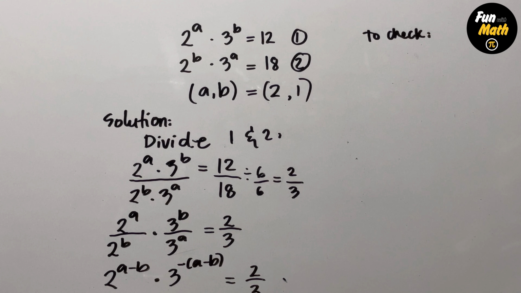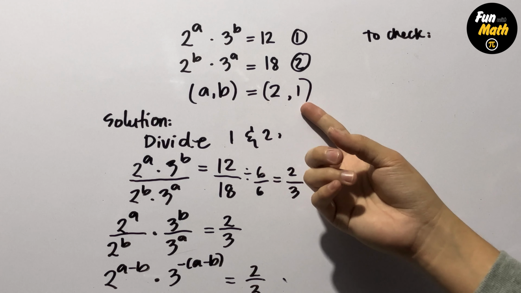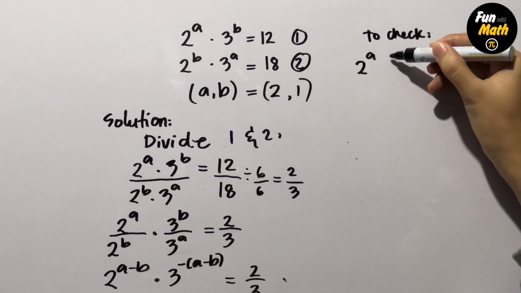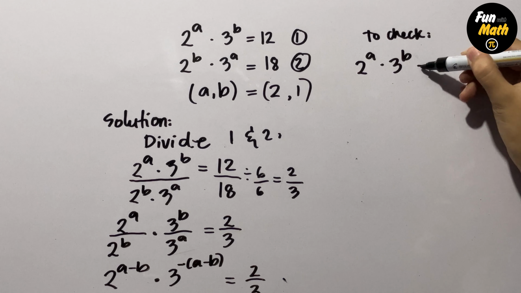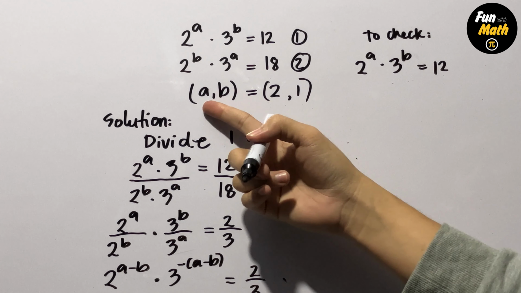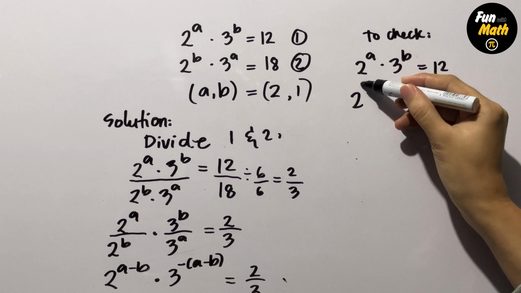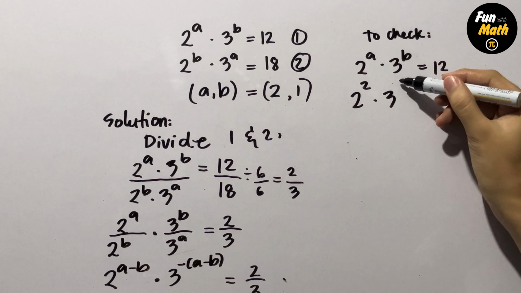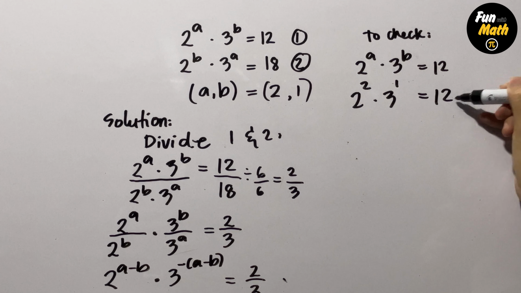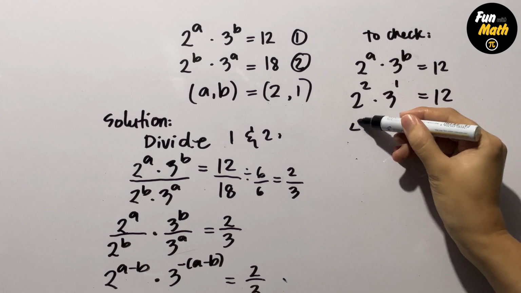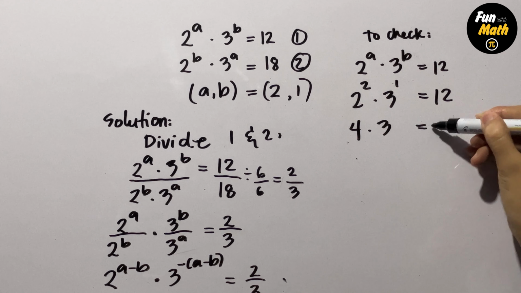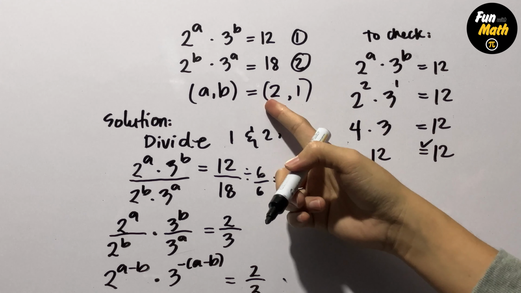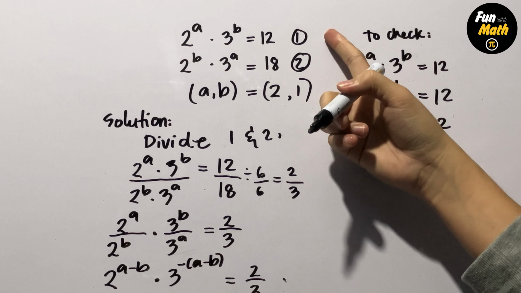Now we can check if our answers are correct. So using the first equation, 2 to the power of a times 3 to the power of b equals 12. So a is 2, so 2 squared times 3. b is 1, so 3 to the power of 1. 2 squared, that is 4, times 3. 12 equals 12. So this is correct for the equation 1.